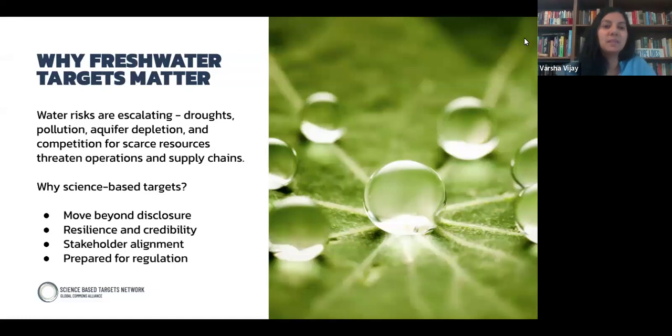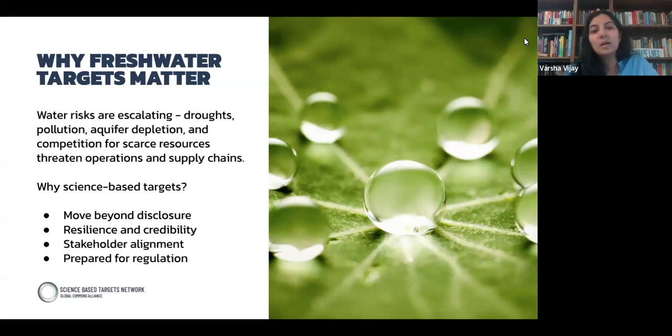Next. Water risks are escalating. This is why freshwater targets really matter. Droughts, pollution, aquifer depletion, and competition for scarce resources impact operations and supply chains by threatening operational resilience and continuity for companies and depleting key natural resources and ecosystem services critical for both humans and broader biodiversity.